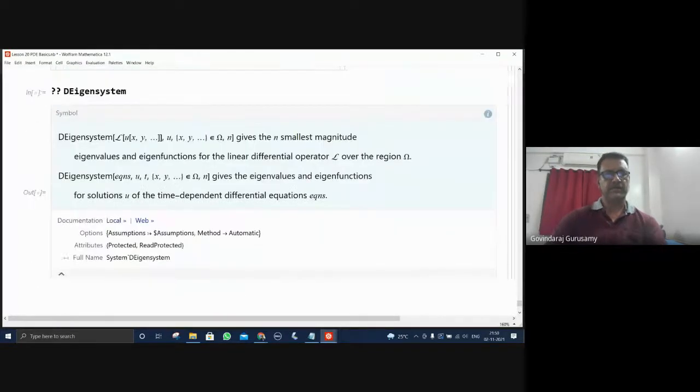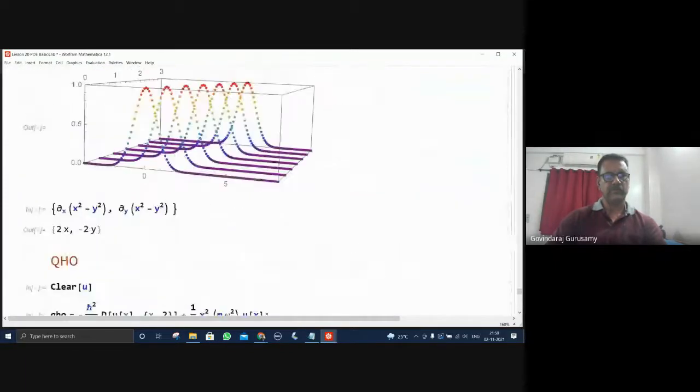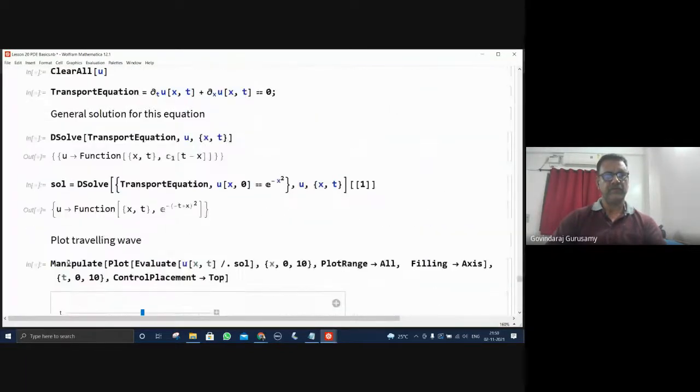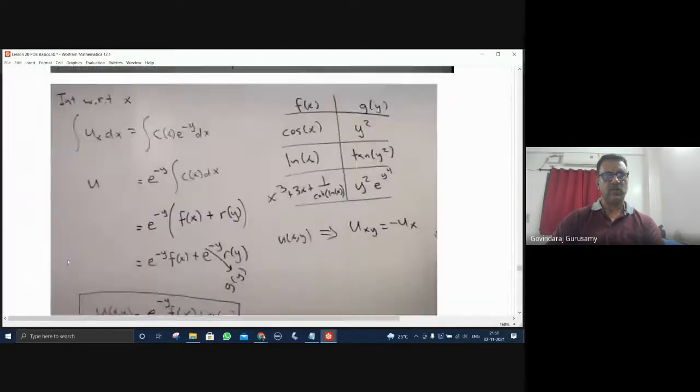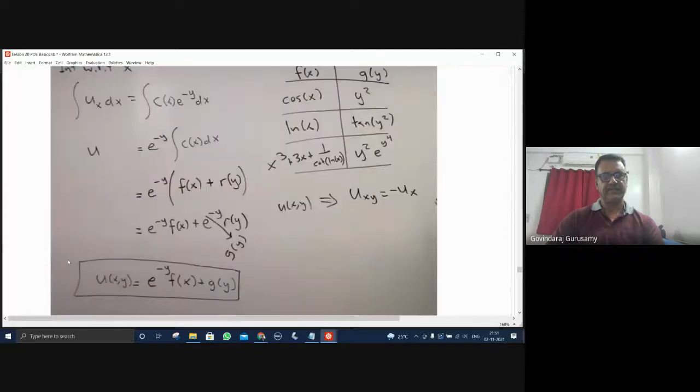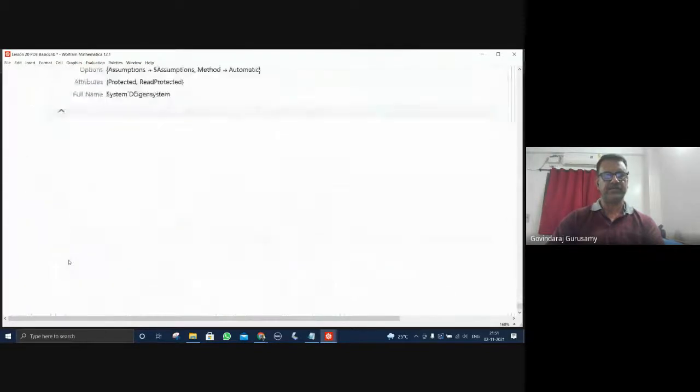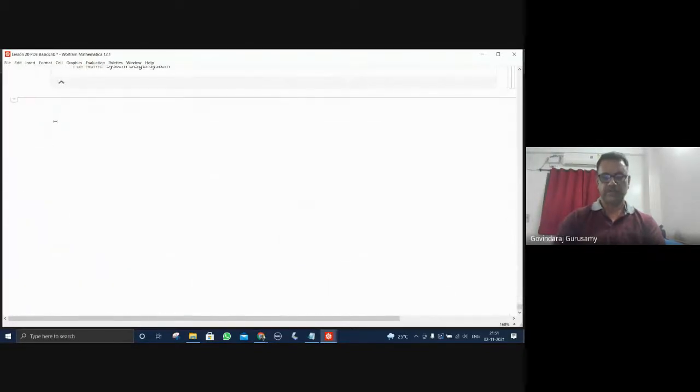And I wanted to introduce to you one more, which will be useful when you have a partial differential equation. Okay, I'll just find out how. Yes, you can go directly instead of searching for it. Put the question mark now. DSolveValue.